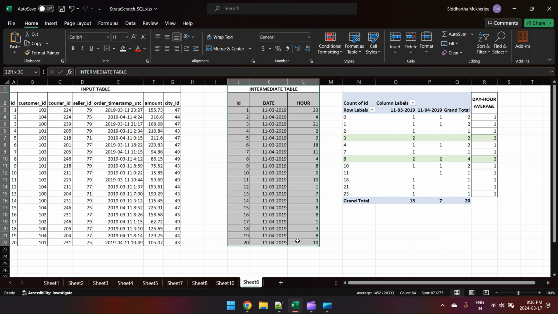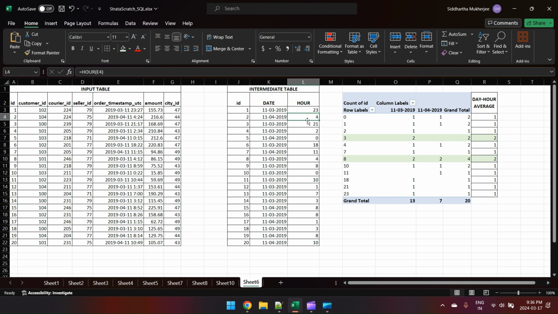So here's an intermediate table where I have kept the ID column from the input table, and I have created a new column called date. This date column is generated by extracting the date from the timestamp, and similarly the hour column is generated by extracting the hour from the timestamp. So you see the first order came on 11th of March at 23 hours, that's 11 p.m. The second order came on 11th of April at 4 hours, that is 4 a.m., and so on.